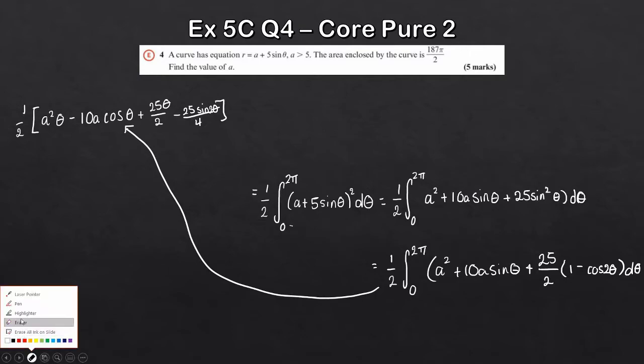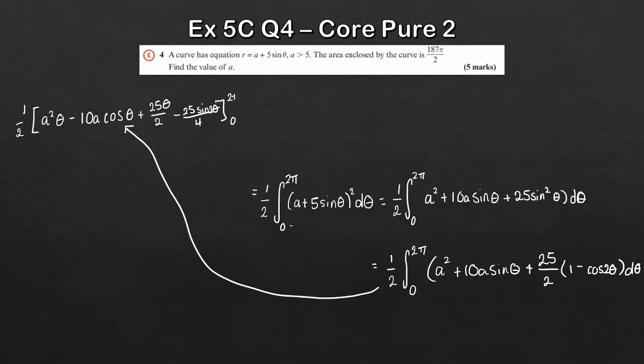So now, this is between our limits, so 0 and 2 pi, like so. So all we've got to do now is sub limits in.